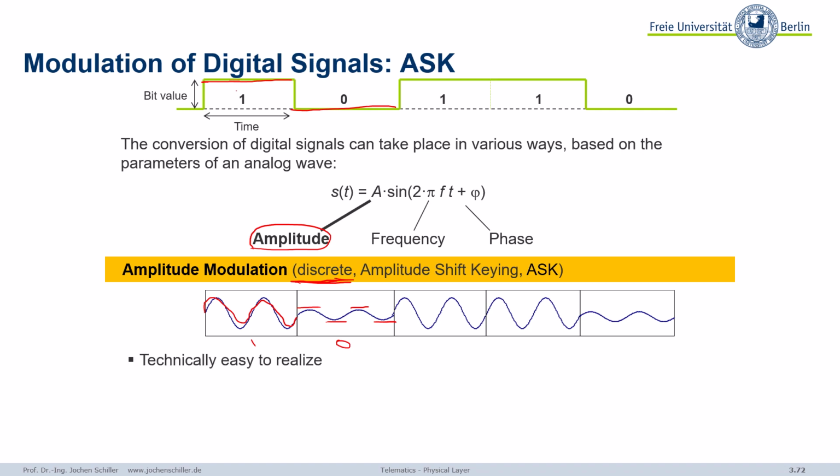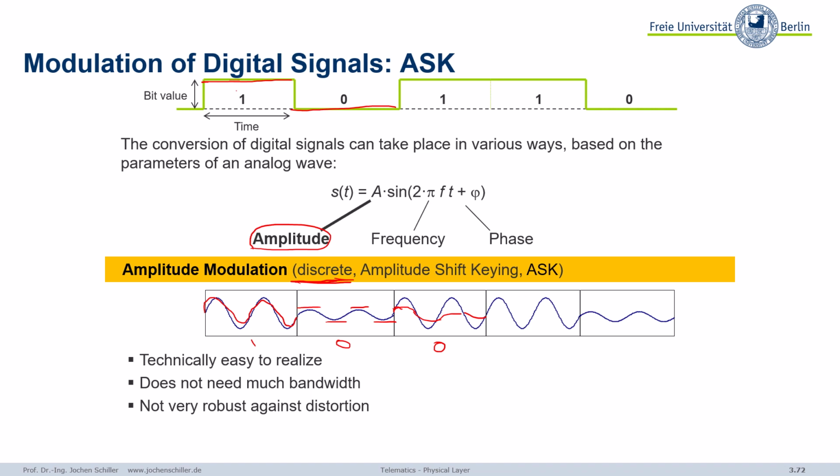Very easy to realize, don't need much bandwidth, but as you can imagine, what happens if you have attenuation in the signal caused by whatever, then we interpret this also as a 0 because the signal is weak. So simple amplitude shift keying is not a good idea, it's not very robust.